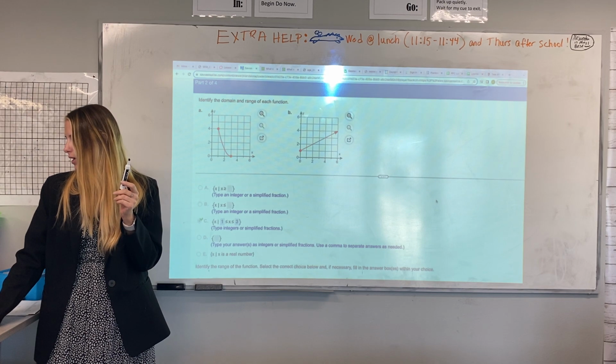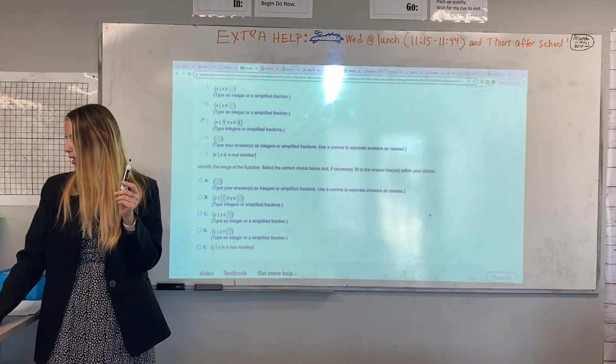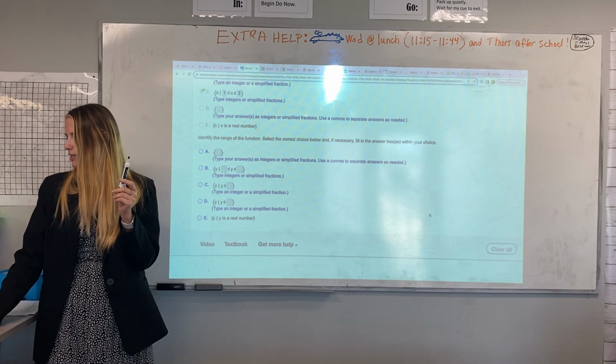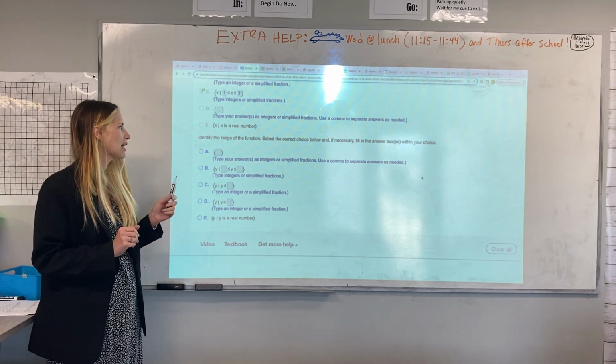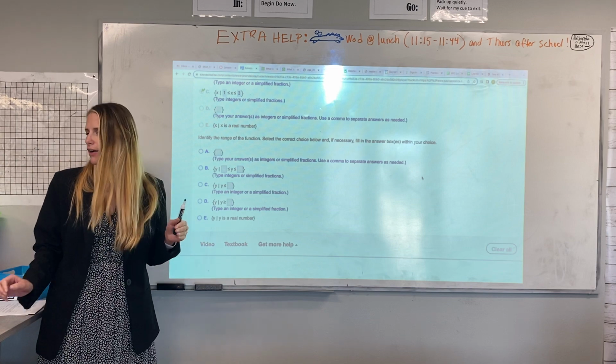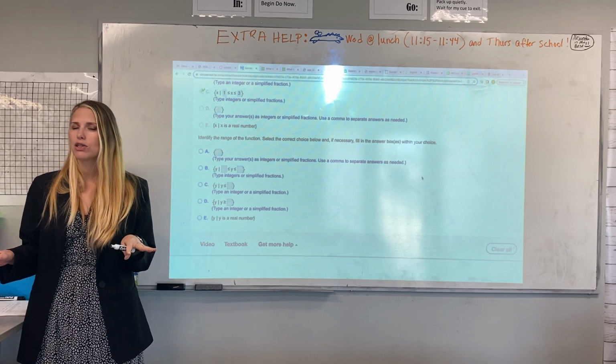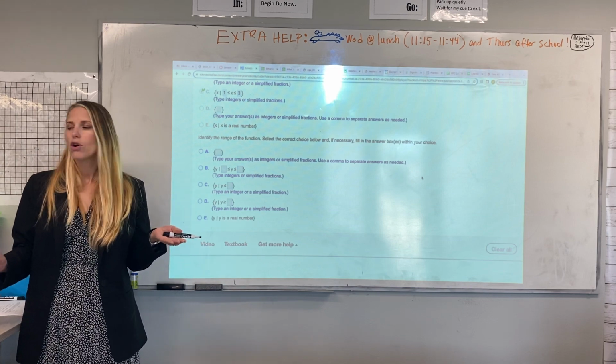Okay, so the next part is identify the range of the function. So we're going to do the same exact thing on that graph, except we're not looking at our x values anymore. We're looking at our y values.